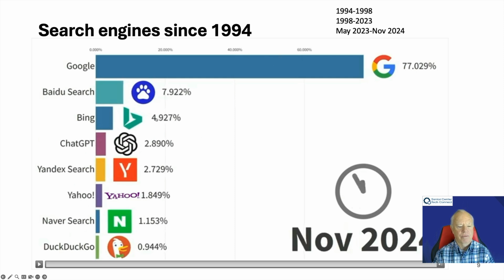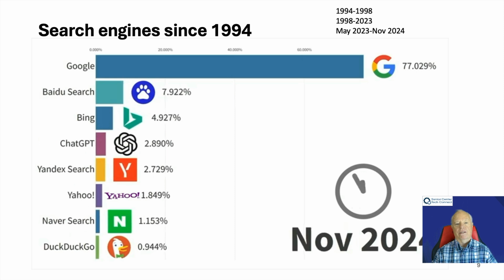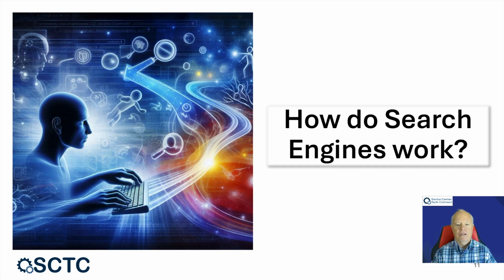Bing is actually doing pretty well, and I think that's due to Microsoft heavily pushing Bing in its AI counterpart called Copilot. We're going to talk more about that here in a minute. So let's look at how search engines work. Remember, this is the mildly entertaining but not particularly useful section.